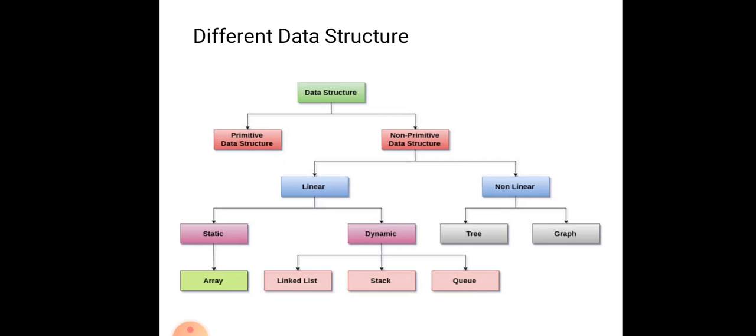Static is array. An array is a collection of a homogeneous type of data items, or we can say a linear list. Stacks refer to a list stored and accessed in a special way, where it follows the LIFO technique, where insertion and deletion take place only at one end. A queue follows the FIFO technique, first in first out, and linked lists are a special list of some data elements linked to one another. Then we have tree and graph.